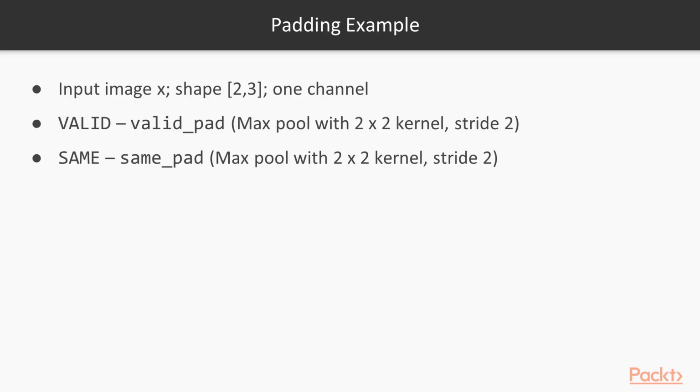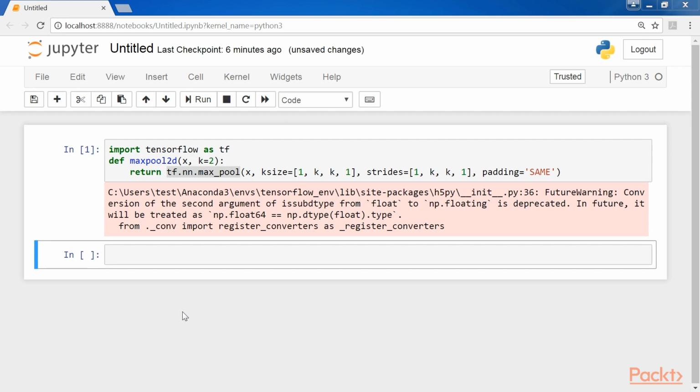Now let's see a concrete example of how the padding works in TensorFlow. Suppose we have an input image X with shape 2, 3, and 1 channel. Now we want to see the effect of both valid and same paddings. For valid_pad, max pool with 2x2 kernel, stride 2, and valid padding, and same_pad, max pool with 2x2 kernel, stride 2, and same padding. Let's see how we can attain this in Python and TensorFlow.